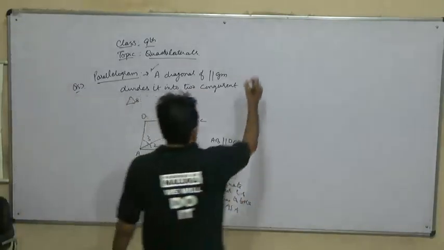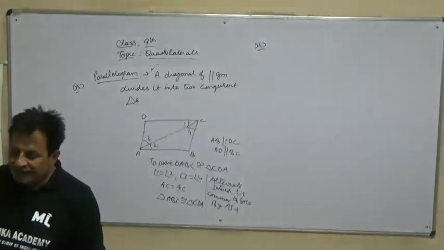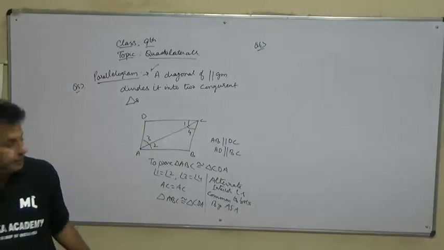So the second property, or we can say question 6, is again one more property: in a parallelogram opposite sides are equal.